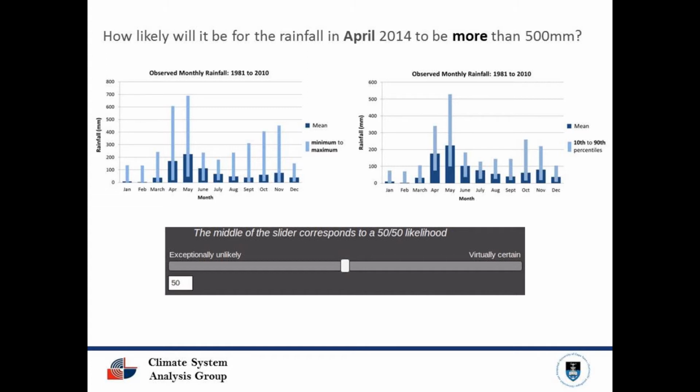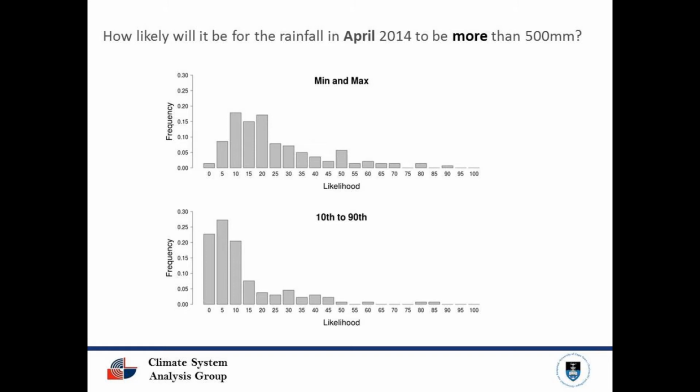What I'm going to show you now is the histogram of responses to these particular questions based on stream 1 and stream 2, the people who looked at the left plot and the people who looked at the right plot. So here you can see the histogram, or the frequency distribution, of responses. The top plot represents those who had the minimum and maximum information, and the bottom plot is those who had the 10th to 90th percentile rainfall information.